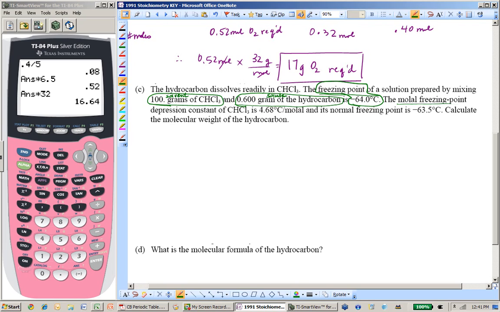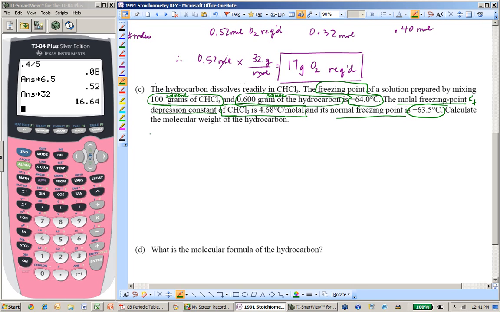The molal freezing point depression constant, that's a mouthful, for something called Kf, of CHCl3 is 4.68 degrees C per molal. I'm going to need that piece of information. And the normal freezing point is negative 63.5. So we only went down a half a degree. It took another half a degree cooler before it actually froze. So calculate the molecular weight, or molar mass, same thing, of the hydrocarbon.